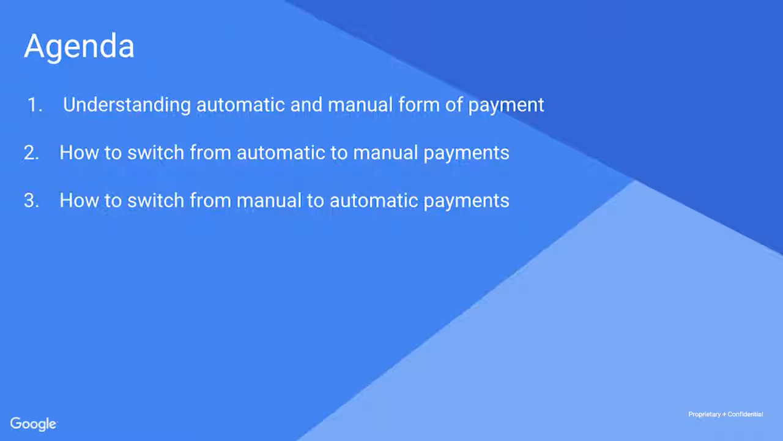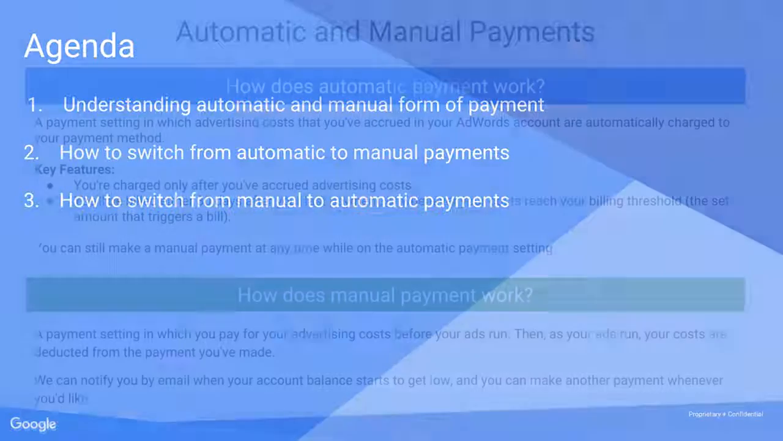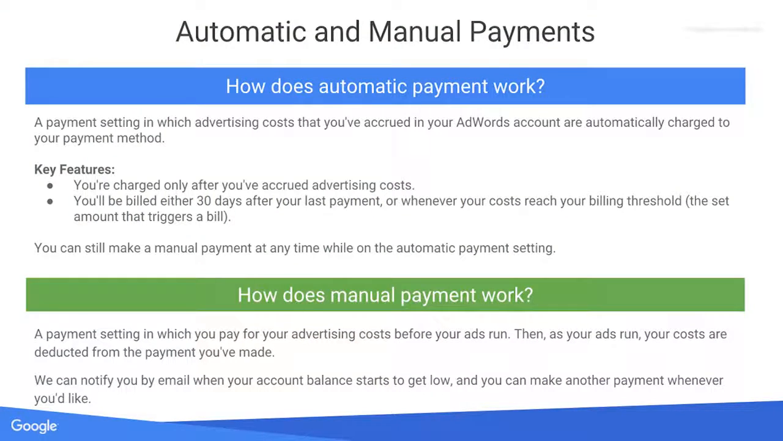In this video, we learn about automatic and manual payments and how you can switch between them. Automatic payments is a payment setting in AdWords using which you first accrue the advertising costs, then have these costs automatically charged to your primary payment method.